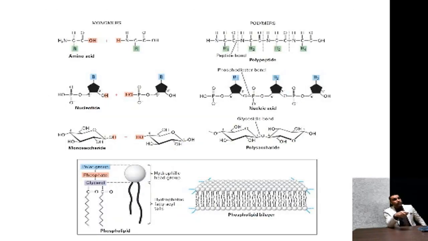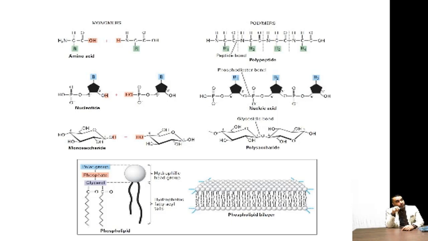Now let me start. How can I link monomers to each other? For example, here we have a monomer, an amino acid. The smallest unit in the protein is called an amino acid. In the structure of the amino acid, we have a central carbon here, an amino group NH2, an H, and a carboxyl group, COOH. Here it is called the R chain.